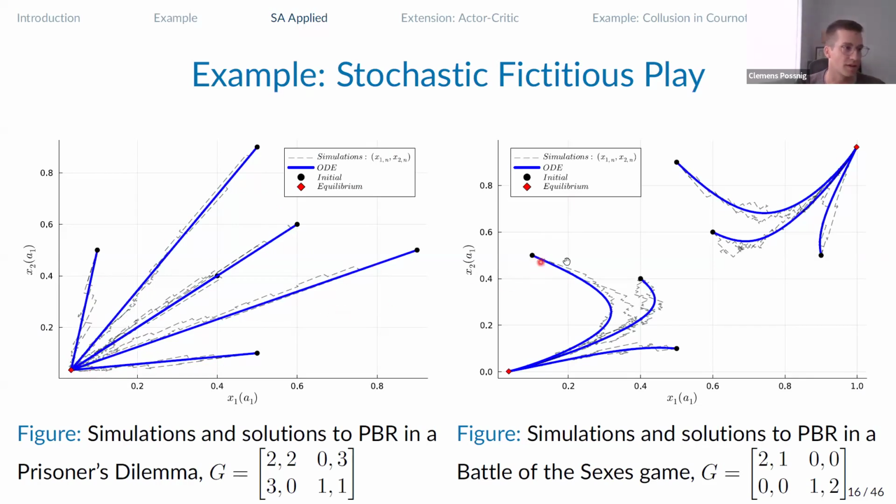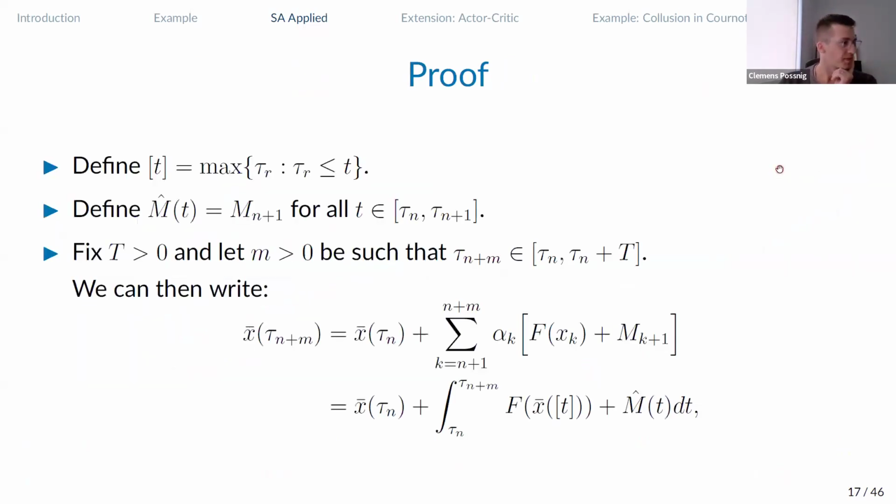The same thing is true for the other game, the Battle of the Sexes game. All of these solution curves are sort of being shadowed by the trajectories of the stochastic process. So this really strong property can actually be pretty nicely verified here. All right, so let's look at a proof of this result.